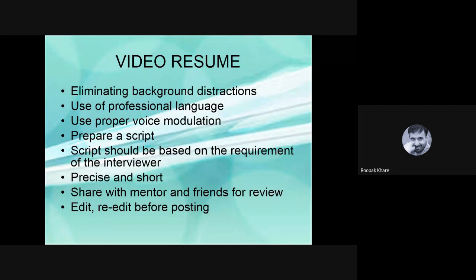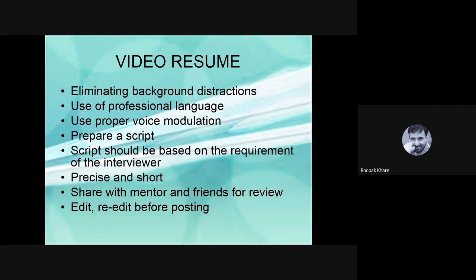Now, these days, a lot of people make video resumes also. Instead of writing it on a piece of paper or a soft copy in digital form, they make videos. And videos are often used in creative fields, usually. So, what things should you keep in mind? Eliminate the background distractions. Professional language should be used. Proper voice modulation should happen. There should be a script when you're dubbing it. The script should be based on the requirement of the interviewer.